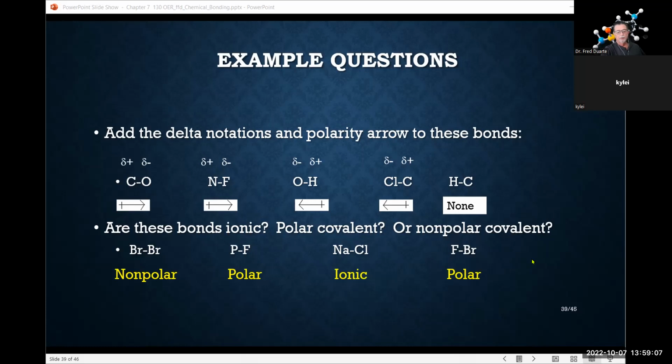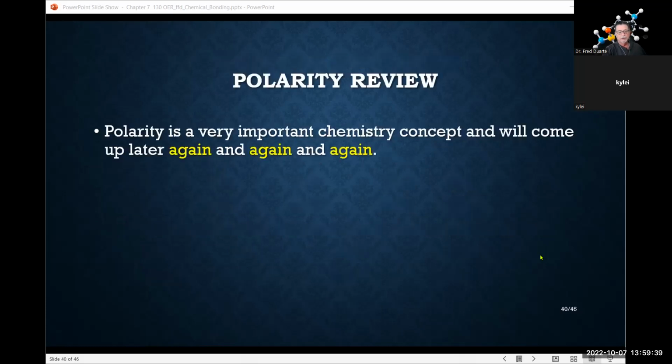Nonpolar for the bromine, polar for the phosphorus fluoride, and we're talking about the bond itself, not the whole molecule, because once we learn how to identify whether a bond is polar or nonpolar, we're going to take that information and put it together with the Lewis dot structure, and that would then help us determine whether the whole molecule is polar or nonpolar. So that's how we try to bring it in.